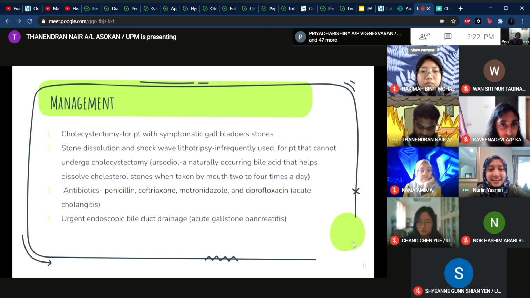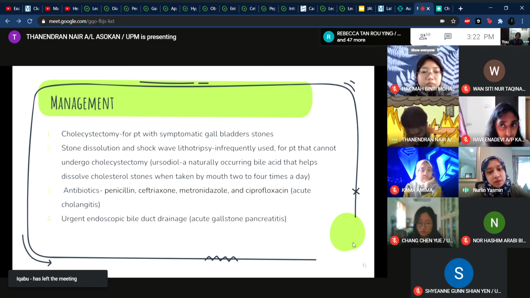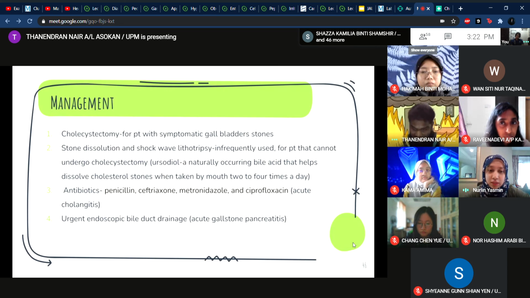Next is stone dissolution and shockwave lithotripsy. For this, it's infrequently used for gallstones because it's usually used for kidney stones. But we can also do this for patients that cannot undergo cholecystectomy. For stone dissolution, usually we give ursodiol, which is a naturally occurring bile acid that helps to dissolve cholesterol stones when taken by mouth 2 to 4 times a day. But ursodiol is only for cholesterol stones.